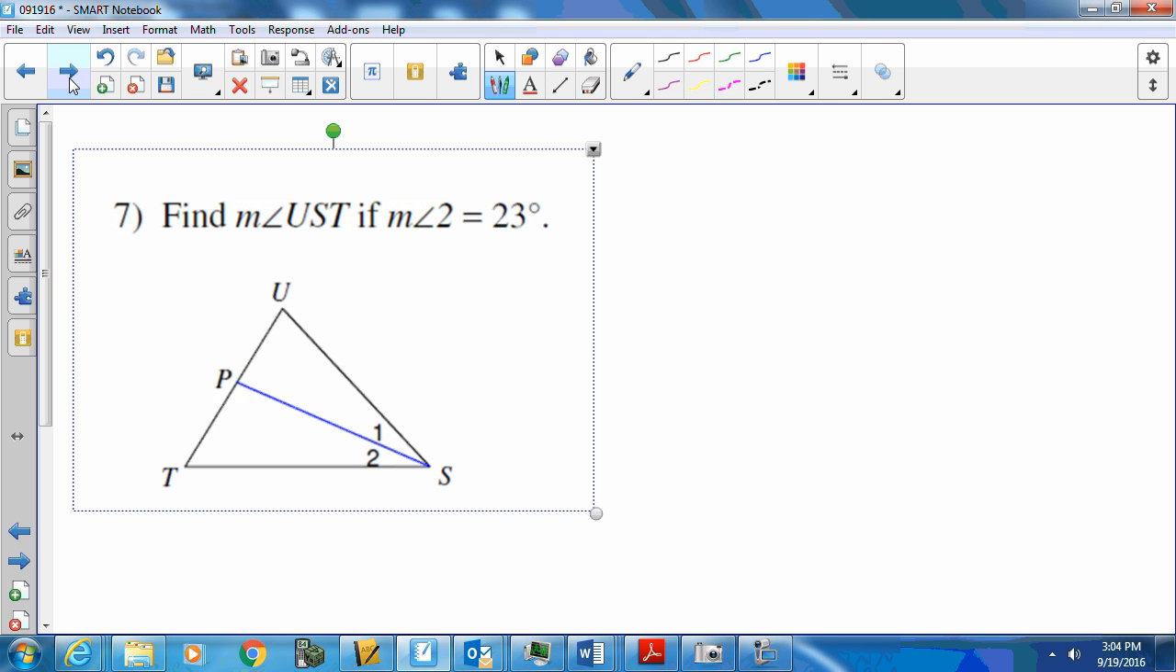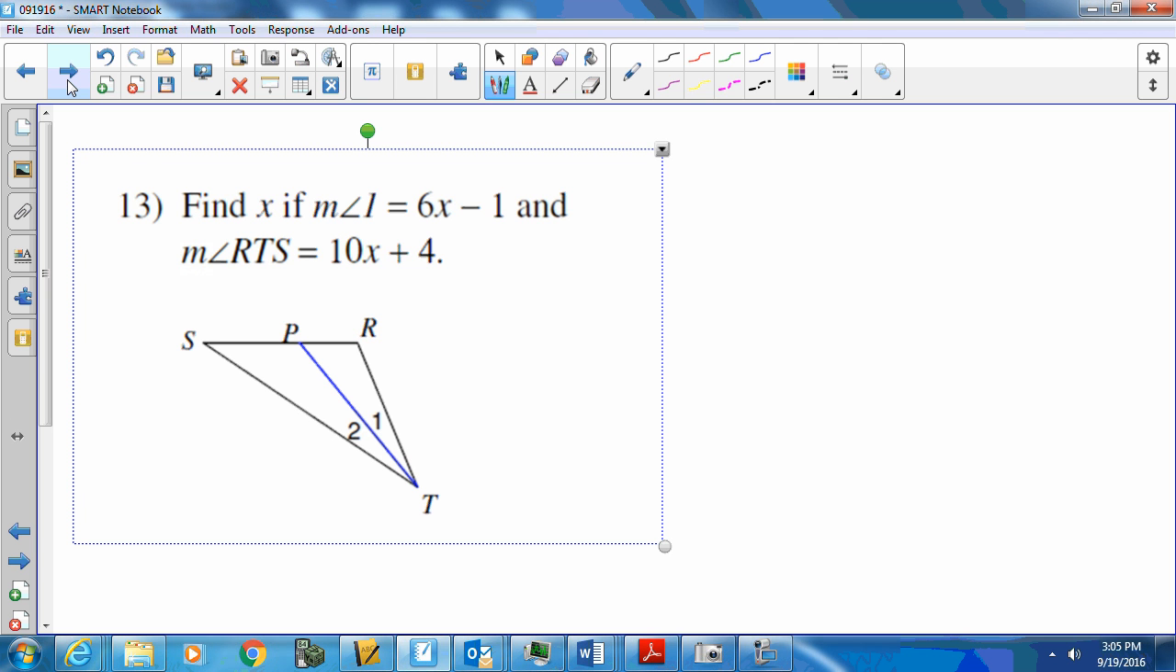Okay, now be careful on this one. It says the measure of angle UST. UST is going to be this entire angle. And it says angle 2 is 23 degrees, which means angle 1 must be 23 degrees, which means the entire angle together must be 23 plus 23, which is 46 degrees. All right. Think about this one for a second, then we'll go over it.